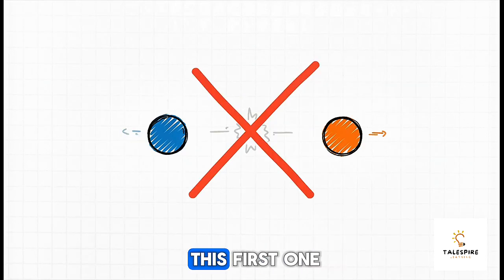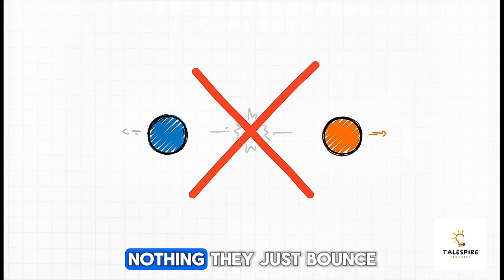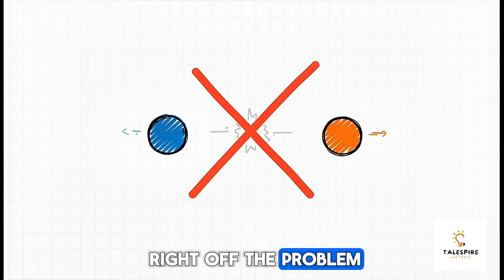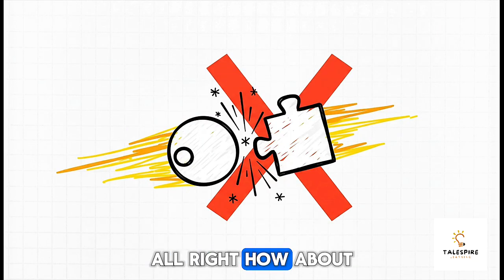So, look at this first one. The particles kind of bump into each other and poof, nothing. They just bounce right off. The problem? Not enough energy. Way too weak. All right, how about this one?